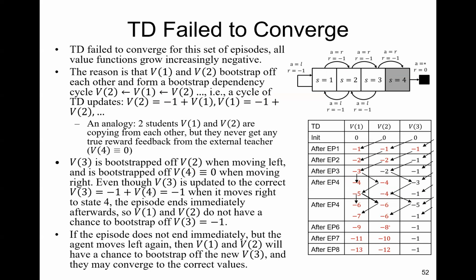So TD failed to converge. All value functions grow increasingly negative. The reason is that there's this sequence of bootstraps: V2 and V1 and V2 form a bootstrap dependency, a cycle of updates. This causes these two values to be increasingly negative. It's like two students learning from each other, copying from each other, but they never get any true reward feedback from the external teacher, which is V4. So they're just getting more and more wrong.